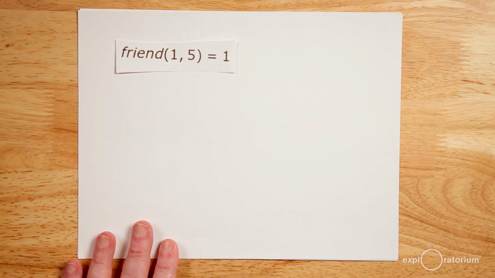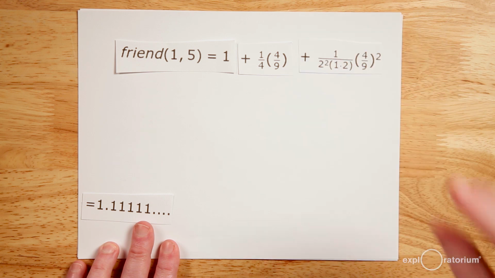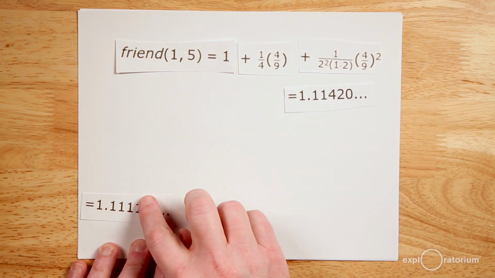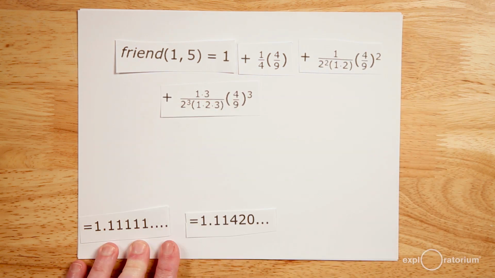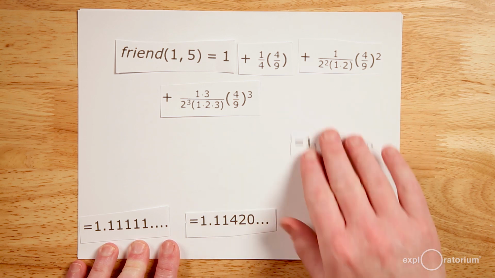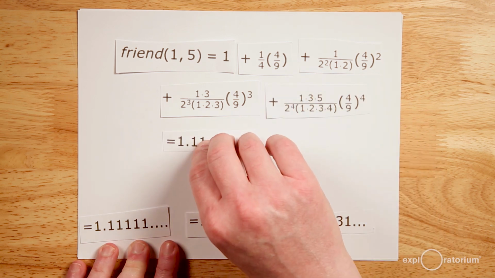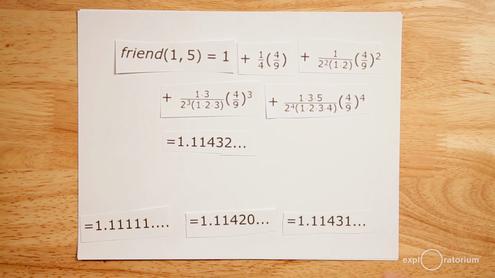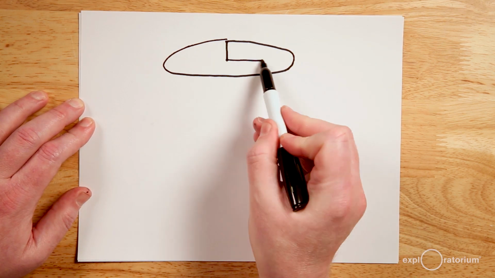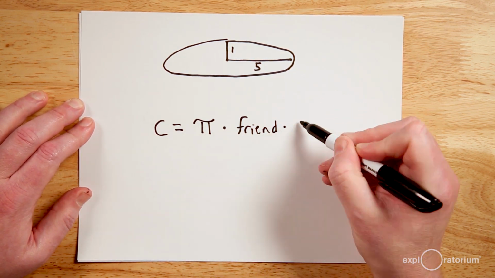But all the rest of the helper numbers are much more complicated. Like pi, they are computed by adding up a series of terms. The more terms you use, the more precise you can be. For our ellipse, where a was 5 and b was 1, we get the helper number to be 1.11432. Let's use our helper to find, finally, the perimeter of our ellipse.